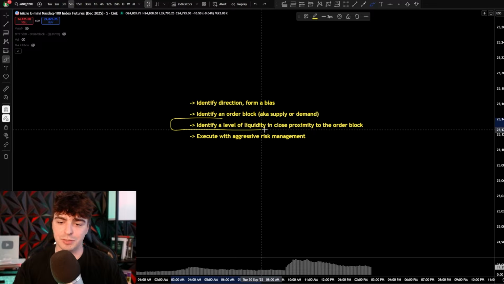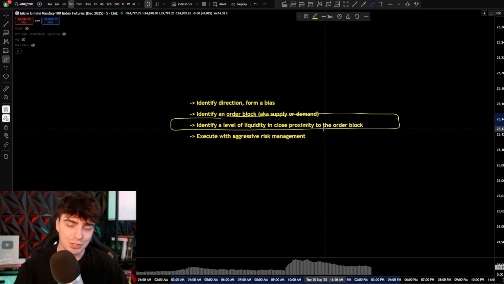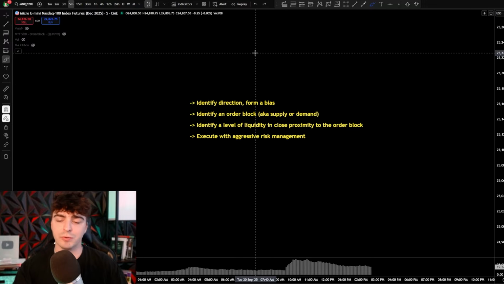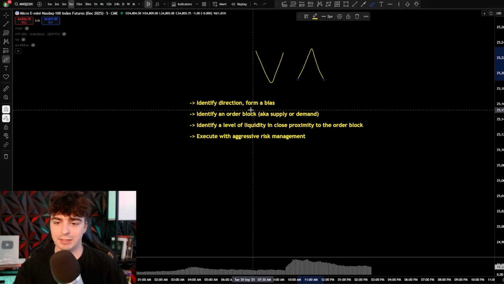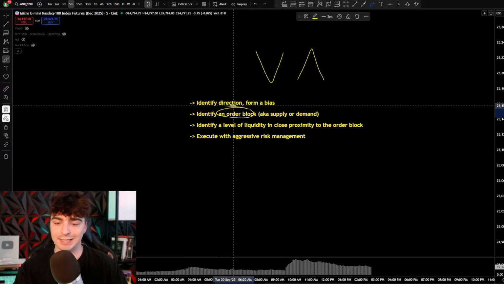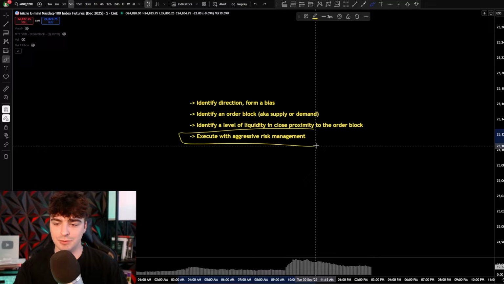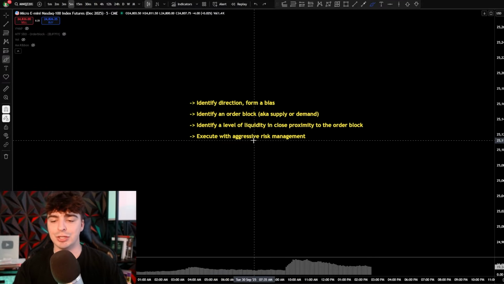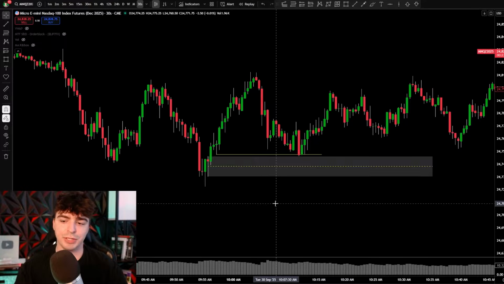The third step is going to be identify a level of liquidity in close proximity to the order block. So essentially what you're going to want to look for is a clear low or a clear high right next to that order block or even inside of that order block. And then lastly, of course, is going to be execute the trade, but the key is to use aggressive risk management. So firstly, let's take a look at a bullish order zone.